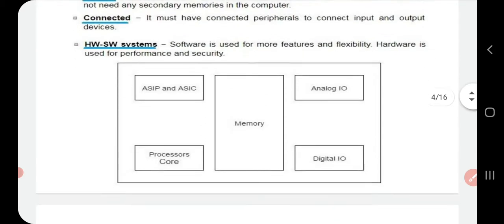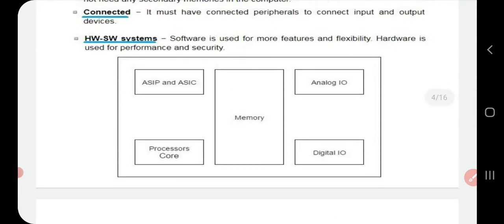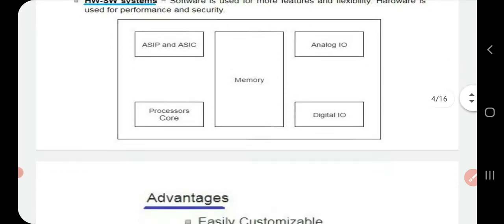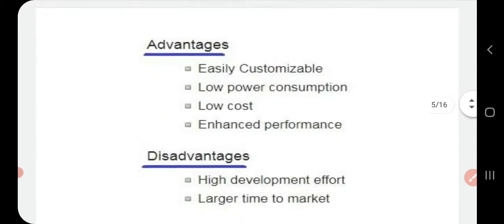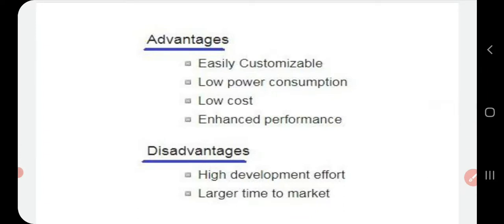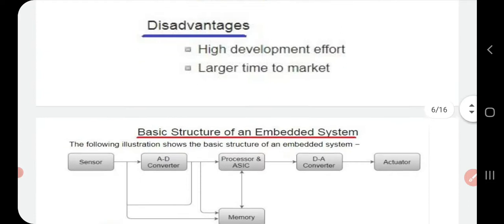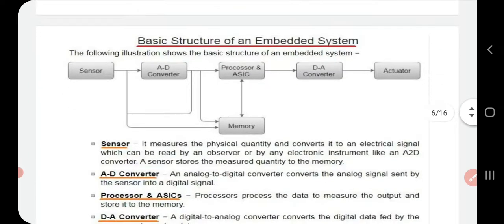This is a block diagram representing the various components included in an embedded system. These are some of the advantages and disadvantages of embedded systems. Then this is the basic structure of an embedded system.